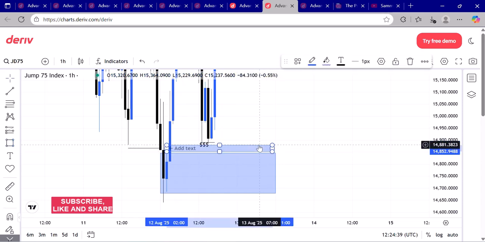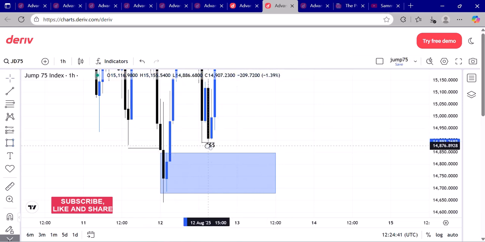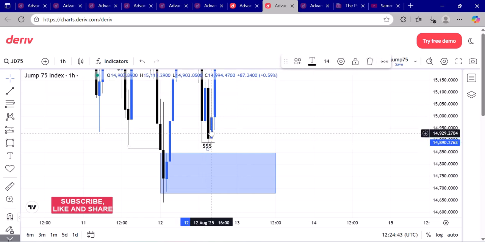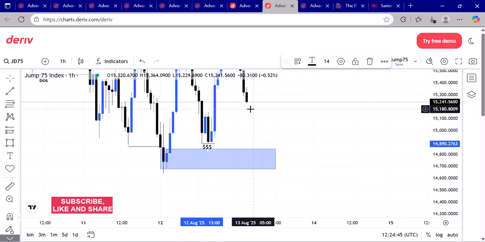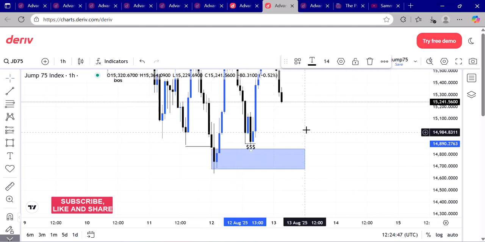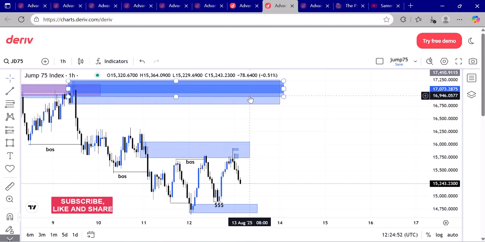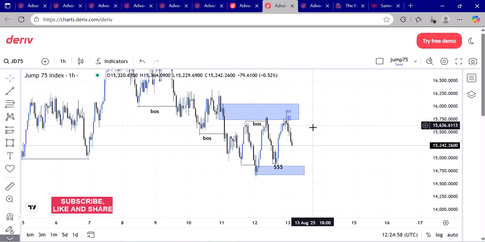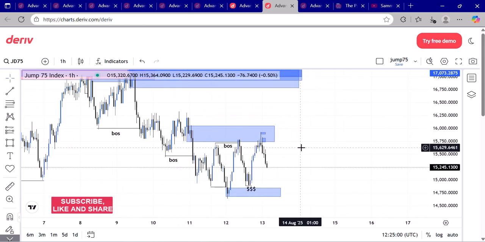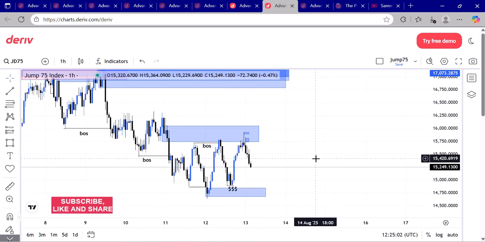Okay, so we are expecting that price will come in. This is the inducement. It will take out this and then tap into the zone before it will buy to our major zone. So once it gets here, we'll look out for the sell properly. Okay, so that's what we are looking at for Jump 75 index.